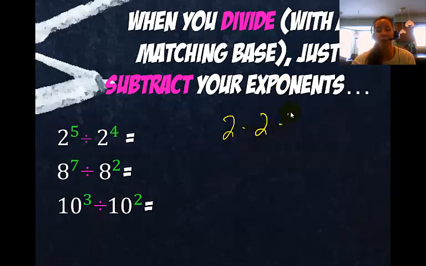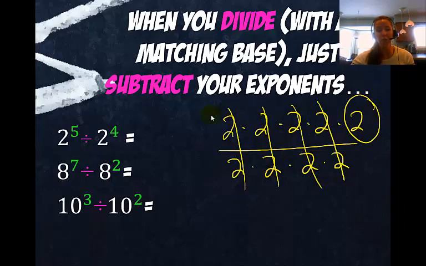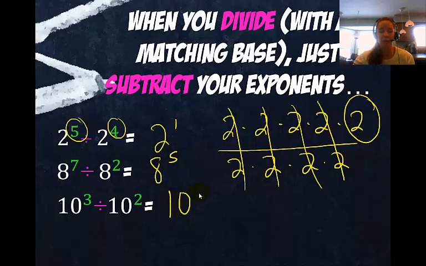Again, if I had 2 to the 5th, and I divided by 2 to the 4th, what you end up doing is you just cancel out those 2's, right? And you have 1 2 left over on the top. So 5 is 1 bigger than 4. So this ends up being just 2 to the 1st power. 8 to the 7th divided by 8 to the 2nd is 8 to the 5th. And 10 to the 3rd divided by 10 to the 2nd is 10 to the 1st. So we're going to apply that when we multiply and divide. When we multiply, we'll get to add them. When we divide them, we'll get to subtract our exponents.